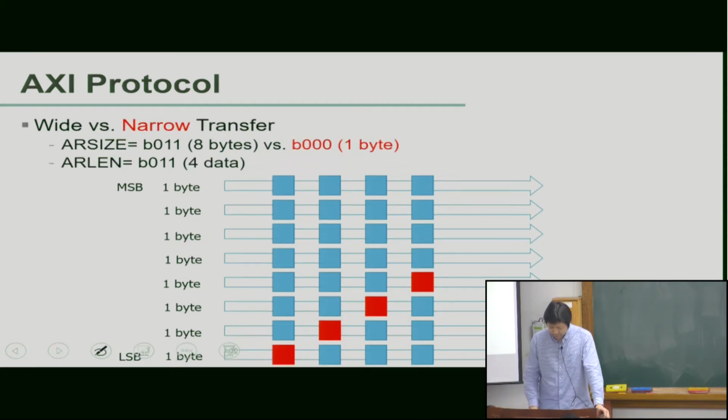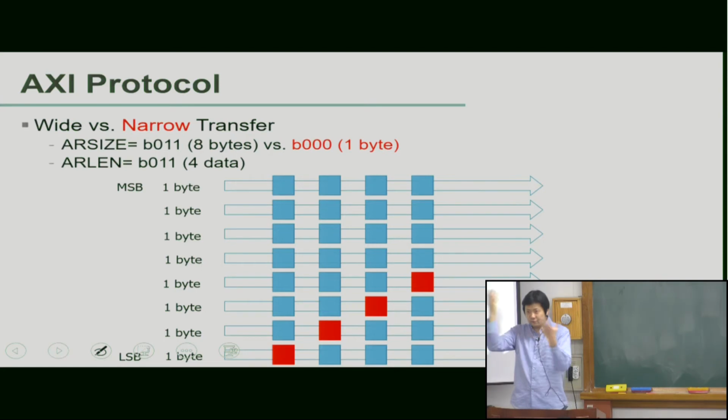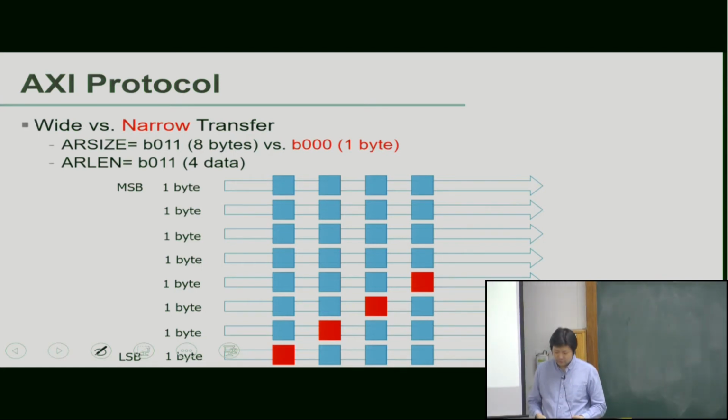This compares wide and narrow transfer. The red one shows narrow transfer, and the blue one shows wide transfer, with the same burst length. In the wide transfer we fully utilize the bus, but in narrow transfer we only use a very small subset of the bus.